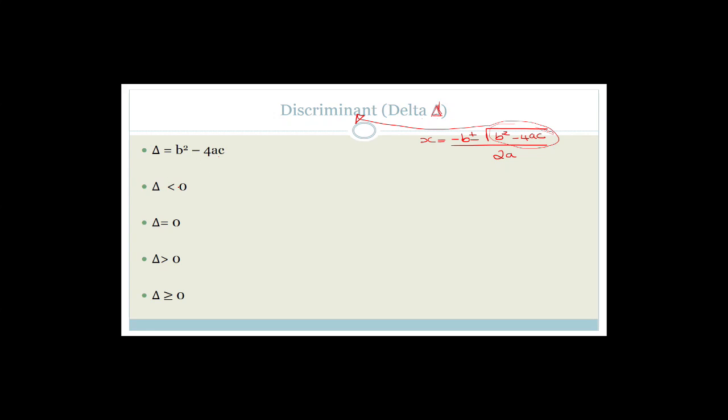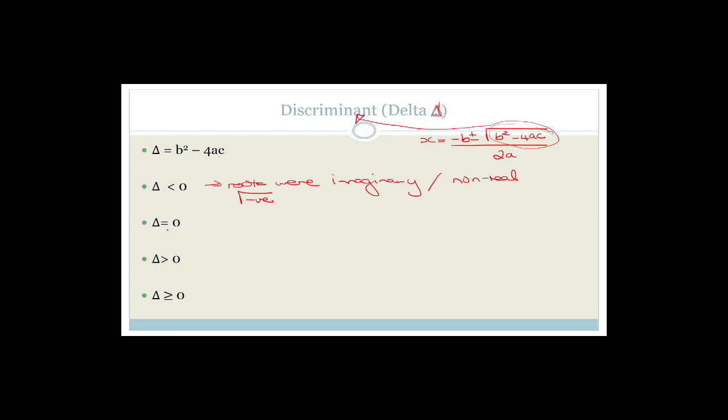We said that if delta was smaller than naught, okay, then what happened? The roots were imaginary, okay? Or, depending on who you're talking to, non-real. Why? Because the square root of a negative number, as far as we're concerned, does not exist.